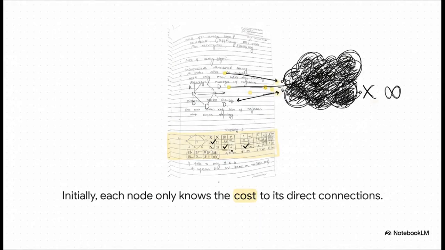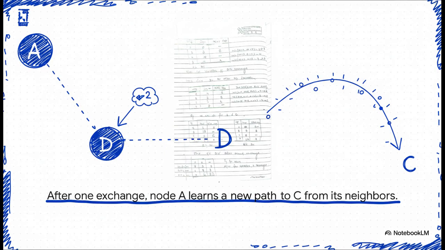Okay, let's get into the nitty-gritty. So at the very start, as you can see right here, each router has a very, very limited view. Let's take router A. It knows it can get to its neighbors, B and D, and it knows the cost. You can just think of that as time or distance. But it has absolutely no idea how to get to C. As far as router A is concerned, the cost to get to C is basically infinity. And this is where the magic happens.